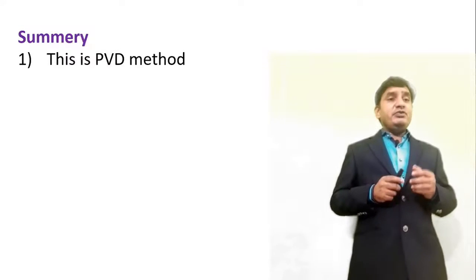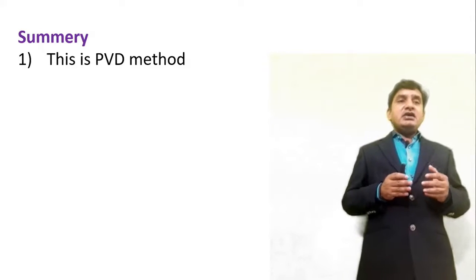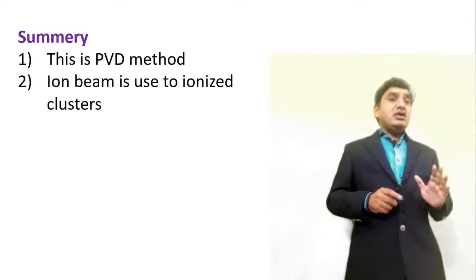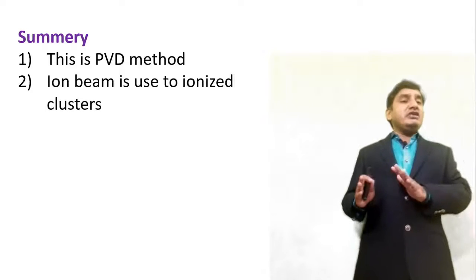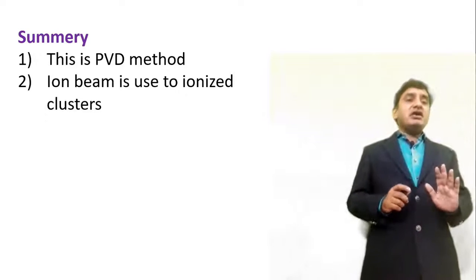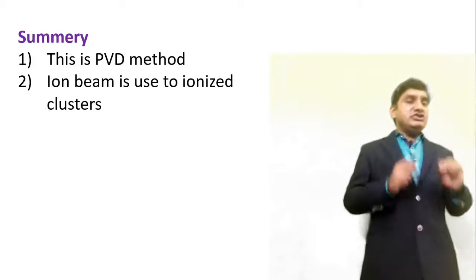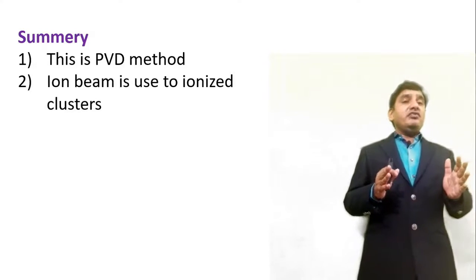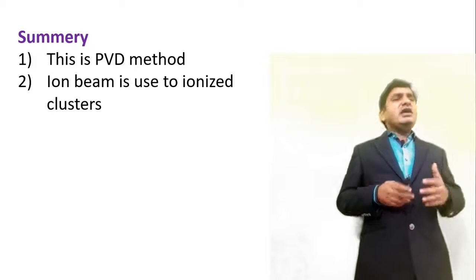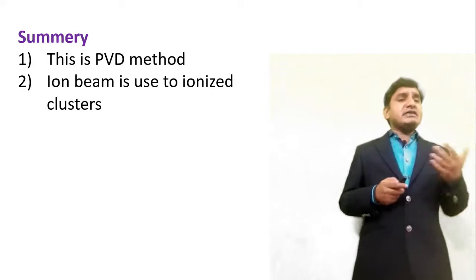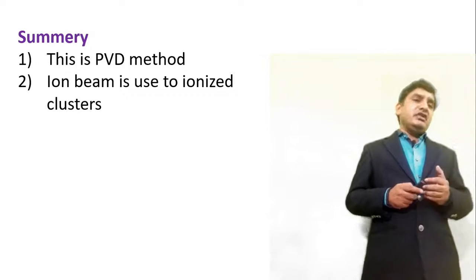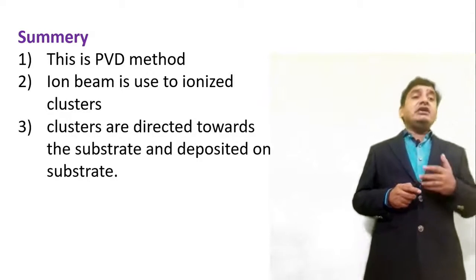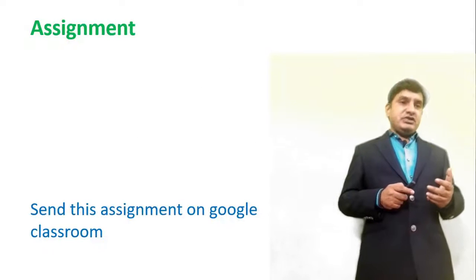So in this method we discussed that ion beam deposition is a physical vapor deposition. The ion beam is used to ionize the cluster. Very simple. The ion beam is incident on the target material so that we get an ionized cluster, and this ionized cluster is accelerated by the accelerating voltage. The cluster is directed toward the substrate and deposited on the substrate.